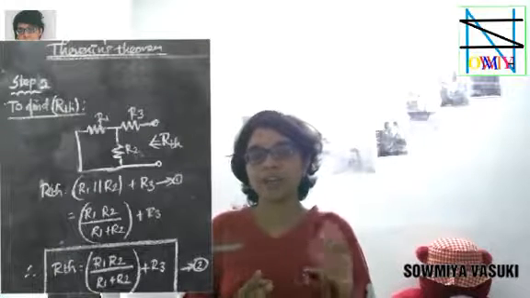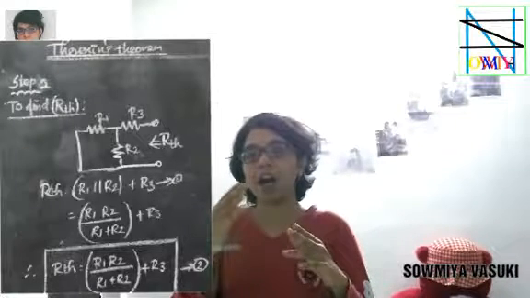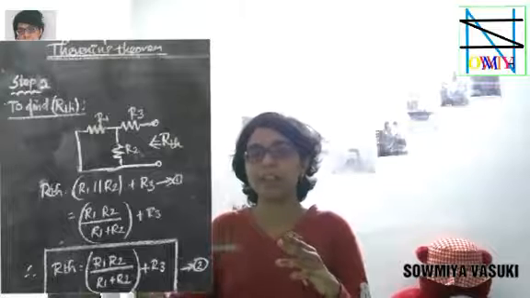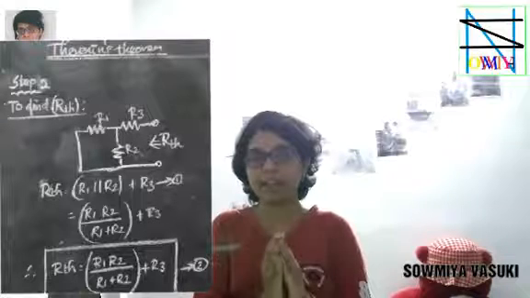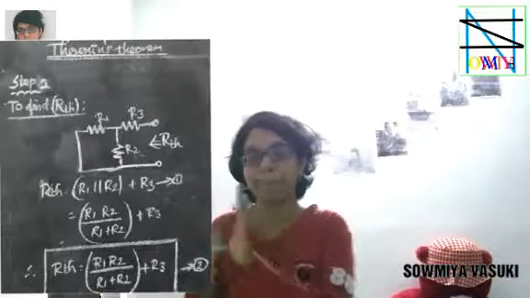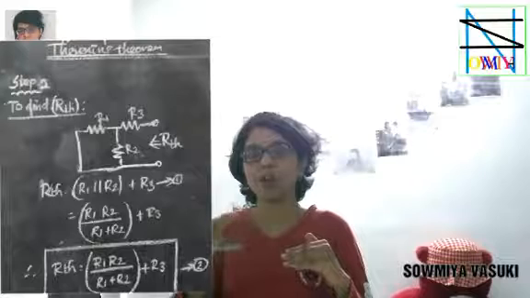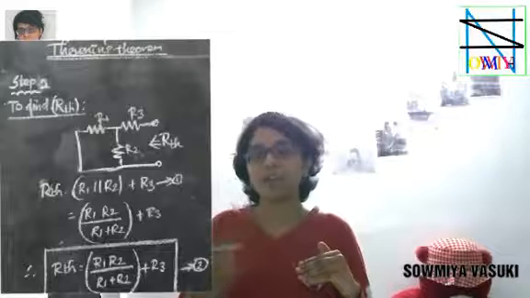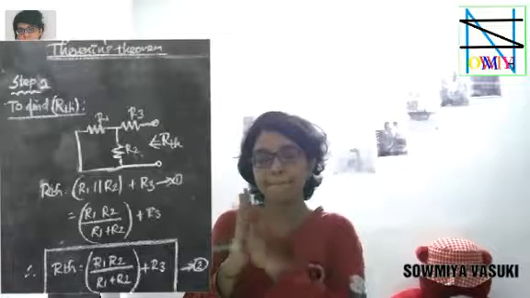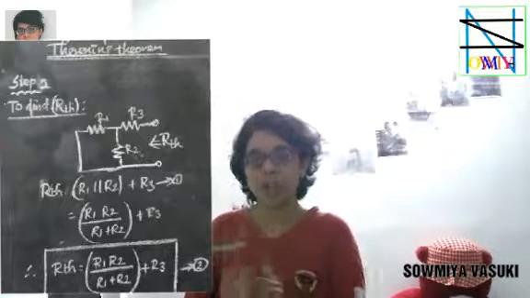Here, open circuit the load terminal R L and short circuit the voltage source V. R1 is parallel to R2, and R3 is in series with them in the network. So R Thevenin is equal to R1 parallel R2, plus R3. That is the product of R1 and R2 divided by R1 plus R2, plus R3. So R Thevenin is equal to R1 R2 divided by R1 plus R2, plus R3.